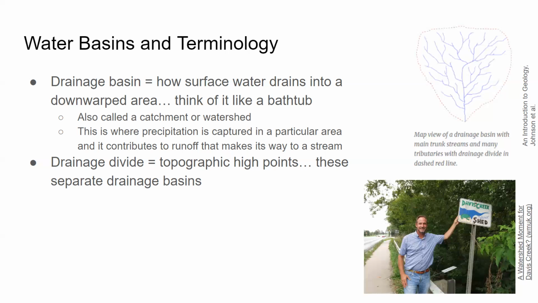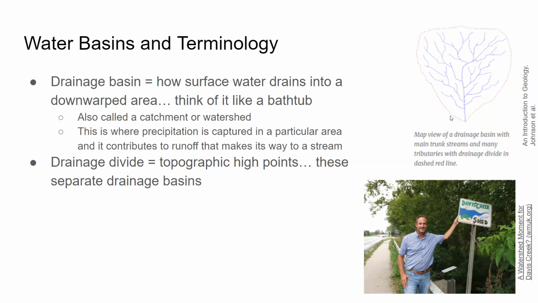If you go to a place like the Rocky Mountains, you'll come across a point where if you stand on one side of the slope, the water drains in one direction into a different basin. You stand on the other side of the slope, it drains into a different basin. What are drainage divides? They are topographic high points, and they essentially separate different drainage basins from each other.